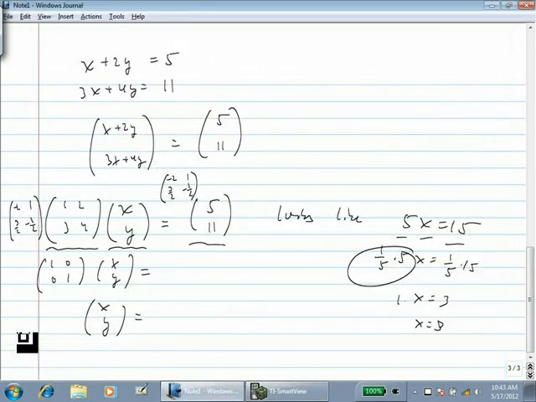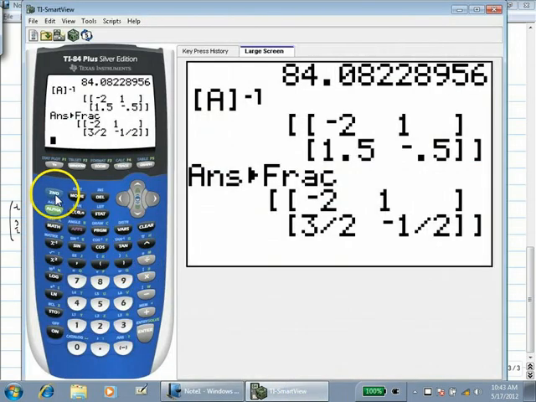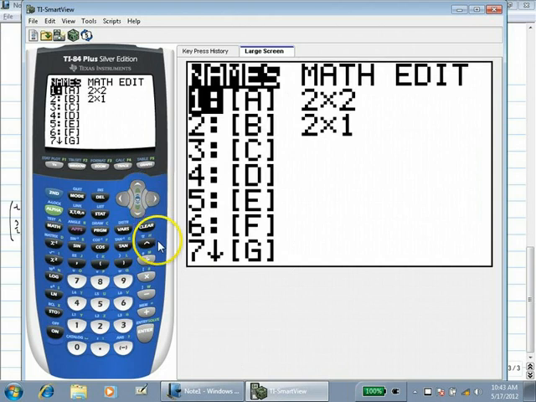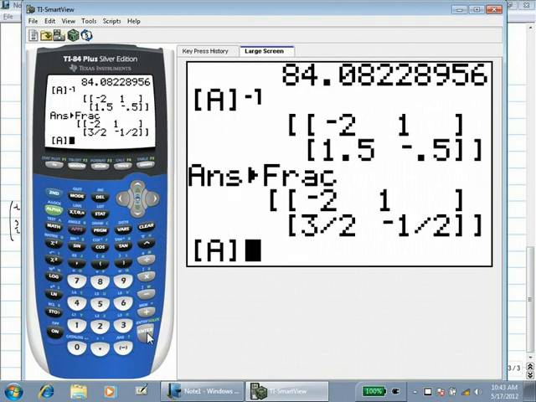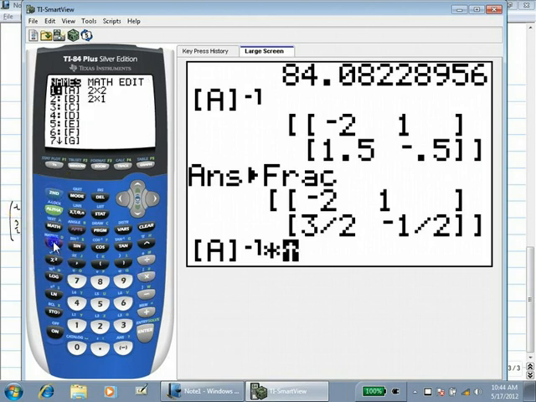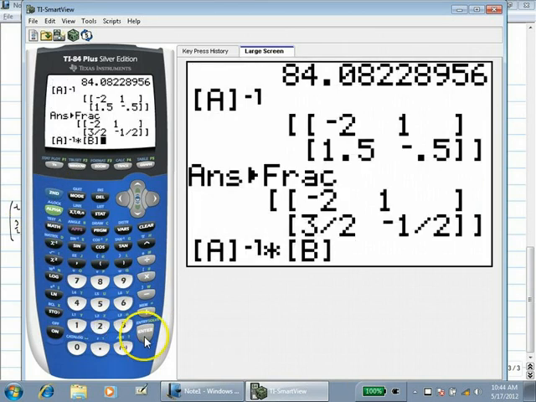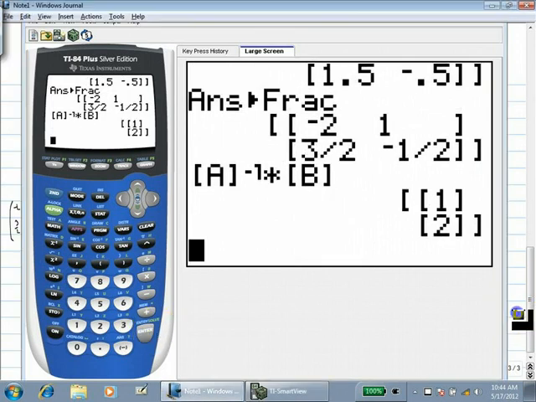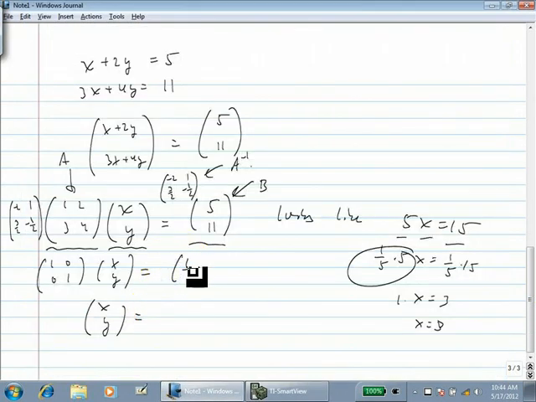And what I'm basically doing is, if I call this matrix A and this matrix B, I'm multiplying the inverse of A times B. So if I come over to my calculator here and I say second matrix A inverse, times second matrix B, it will multiply them for me. I get the answer 1, 2. Means x equals 1, y equals 2.